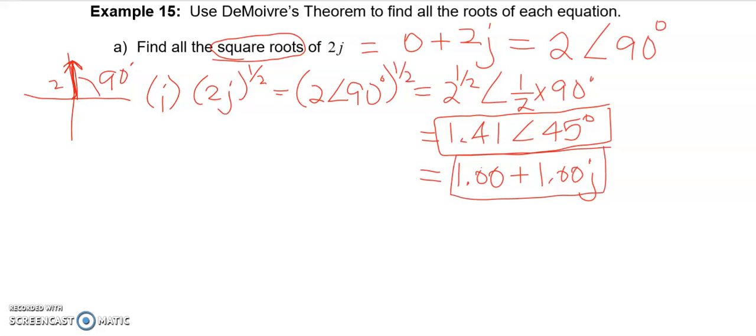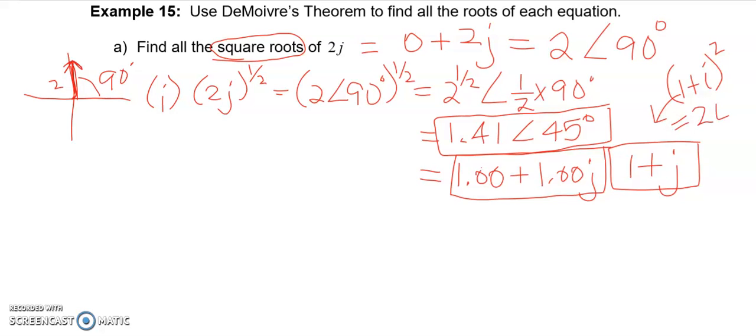Now if you left your r as root 2, that actually becomes exactly 1 plus j. That's what it really is. Now, if you wanted to use your calculator to check that, to make sure it's really the square root of 2j, what you would do is take your calculator and square this. 1 plus, your calculator doesn't use j's, by the way. Your calculator uses i. So if you take 1 plus i and square it, you know what you're going to get? 2i. And that proves that 1 plus i, or 1 plus j in our case, is actually the square root of 2j. But now remember, that's only the first one.